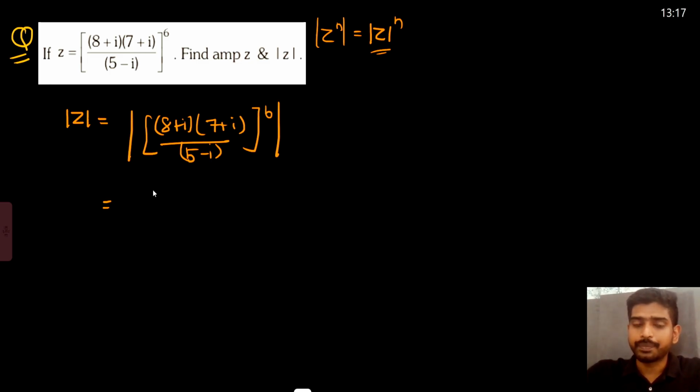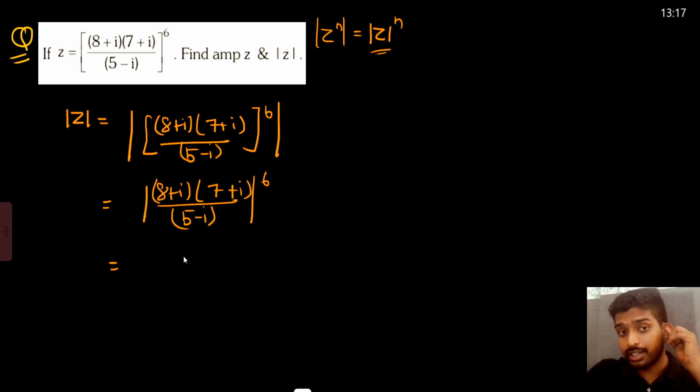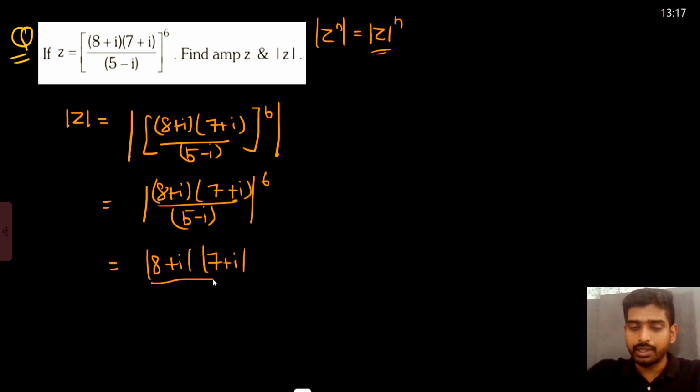So here we will write that it will be equal to the modulus of (8 + i)(7 + i) divided by (5 − i), the whole to the power 6. Now this modulus I can distribute. So here I'll get |8 + i| |7 + i| divided by |5 − i|, the whole to the power 6.